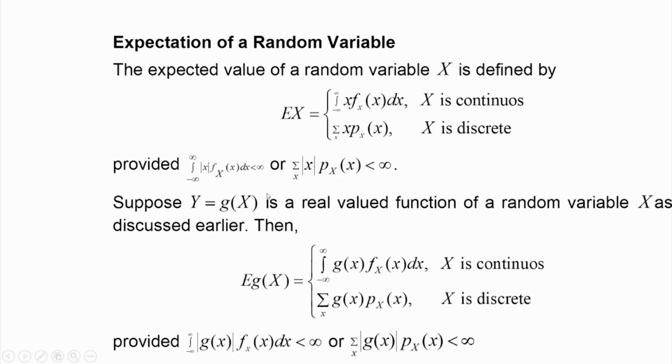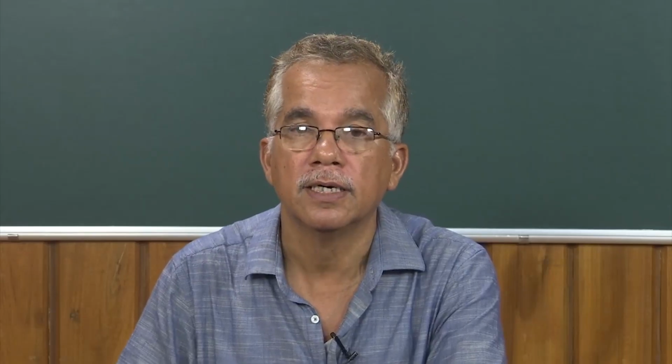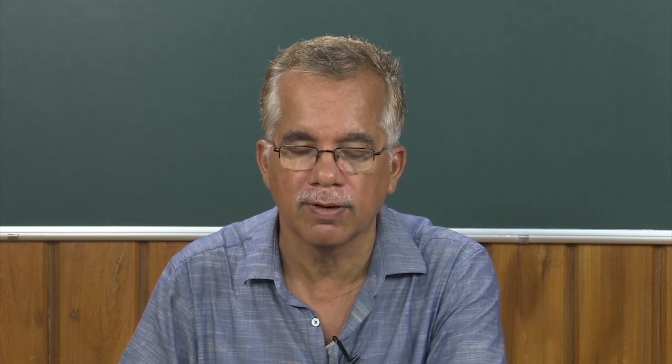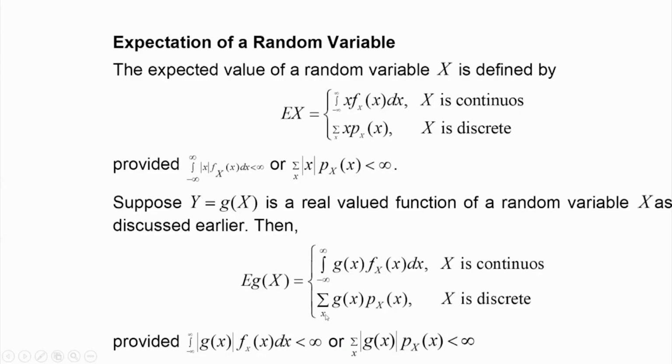Now, we will define the expected value of a function of a random variable. Suppose y is equal to g of x, a real valued function of a random variable x. Then E of g of x is given by, again, integration from minus infinity to plus infinity g of x into fx of x dx, in the case of continuous x. Now, if I consider discrete x, then it will be summation over x of g of x into px of x. So, that way we can find out the expected value of any real valued function g of x.